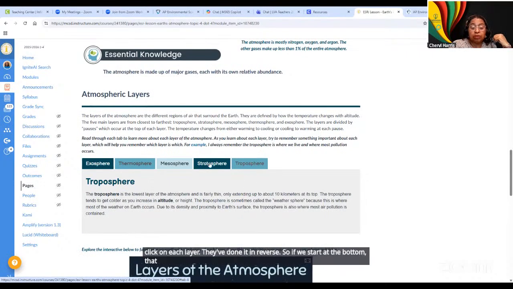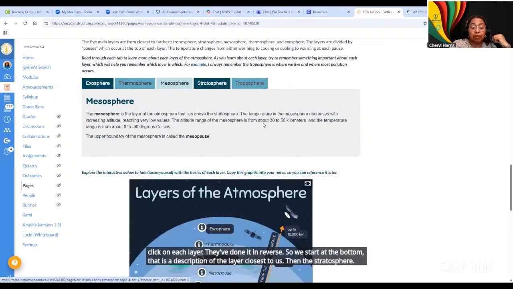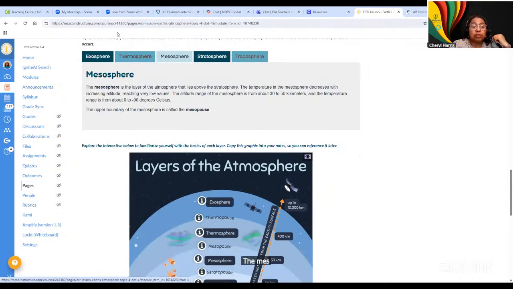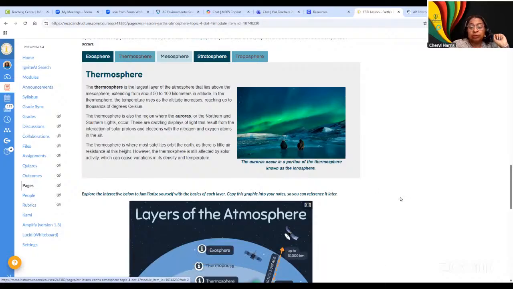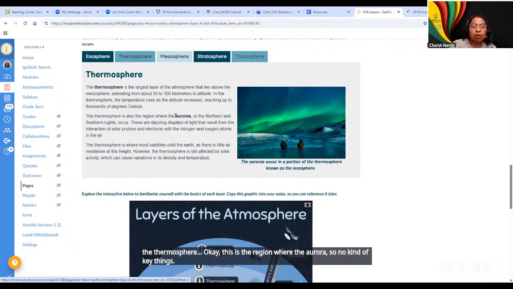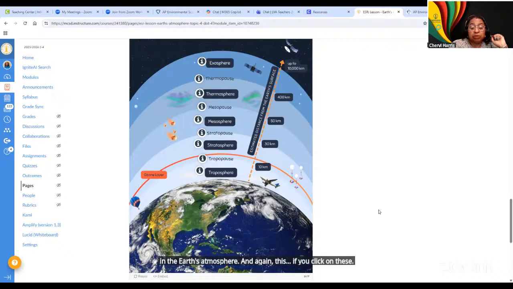That is a description of the layer closest to us. Then the stratosphere, the mesosphere. Know what the temperature is, know what's going on in each layer. The thermosphere. This is the region where the aurora is, so know a few key things. Know where planes fly, know where the ozone layer is located, know where the aurora borealis is, and why we have this effect, because this is kind of an electromagnetic effect in the Earth's atmosphere. And again, if you click on these, it'll be the same as those up there.